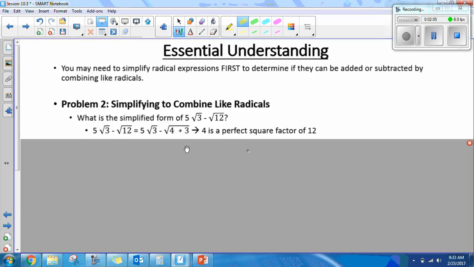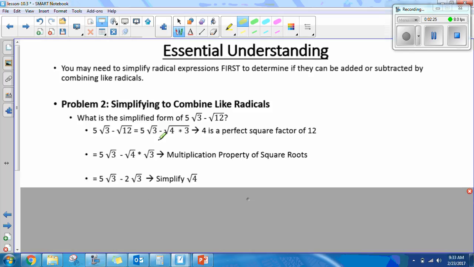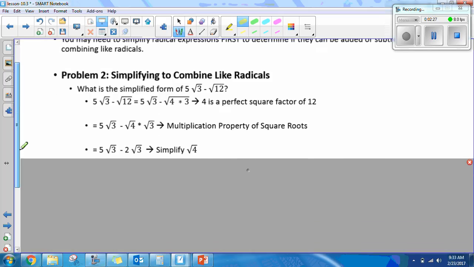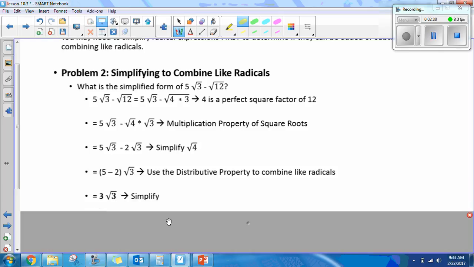Well, we know that radical 12 is the product of 4 times 3, so we can use the multiplication property of square roots to rewrite this problem as 5 radical 3 minus 2 radical 3. Now we can use the distributive property to factor out that square root of 3, and we get the quantity 5 minus 2 times radical 3, and we simplify that to 3 radical 3.